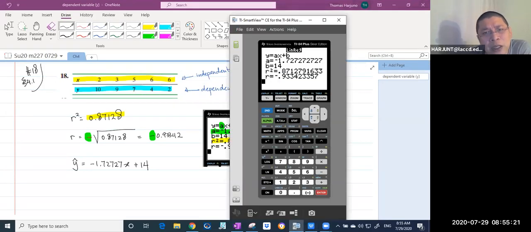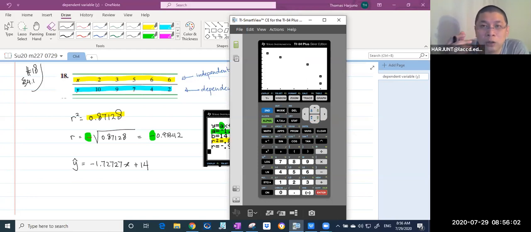Suppose I want to see the graph. No, not this one. Yesterday I forgot to actually do the second. X is L1, okay, and then I go to zoom stats. That's what it looks like. If you do the scatter plot, this is what the scatter plot looks like.